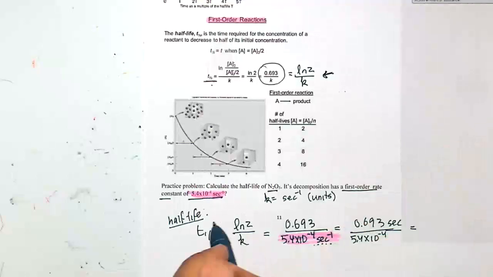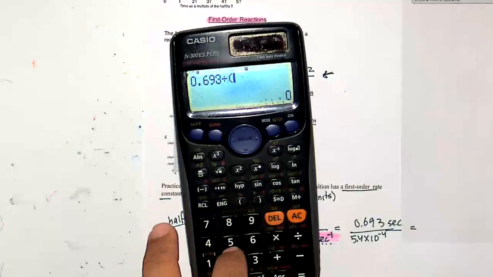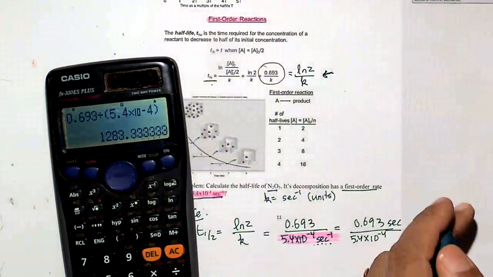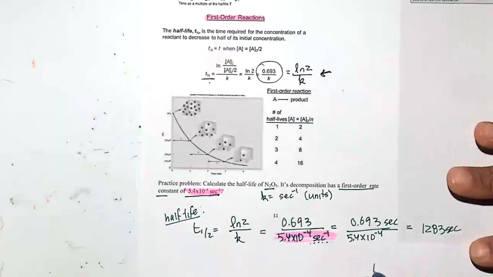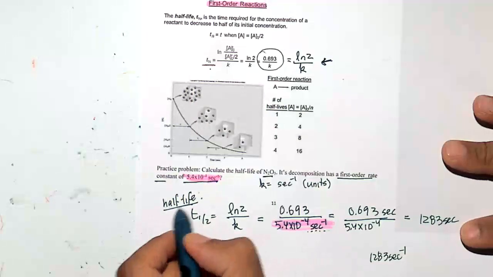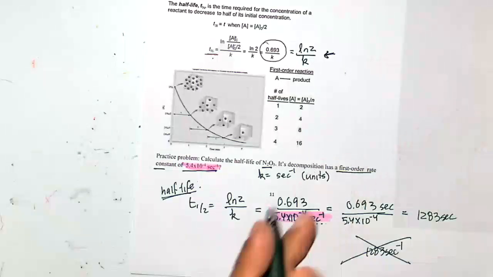So what's 0.693 divided by 5.4 times 10 to the minus 4? On our calculator, what do we get? 1283, and what will be our units? Seconds, not inverse seconds. Are you going to write 1283 seconds to the minus 1? No, that's per second. This is not per second. Half-life is a time. Time for what? Half-life is a time where 50% of the material is gone, has decayed. So it is a time where 50% of your material has decayed away.